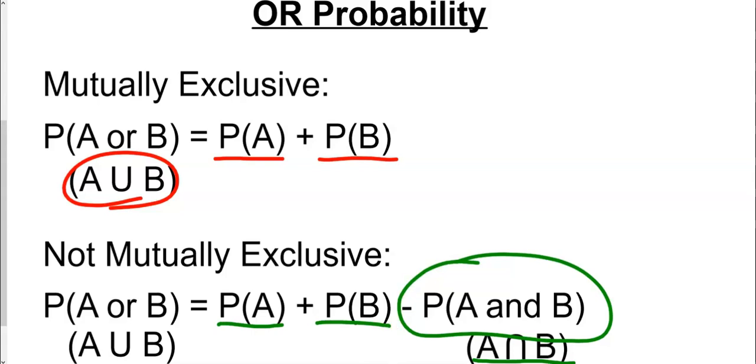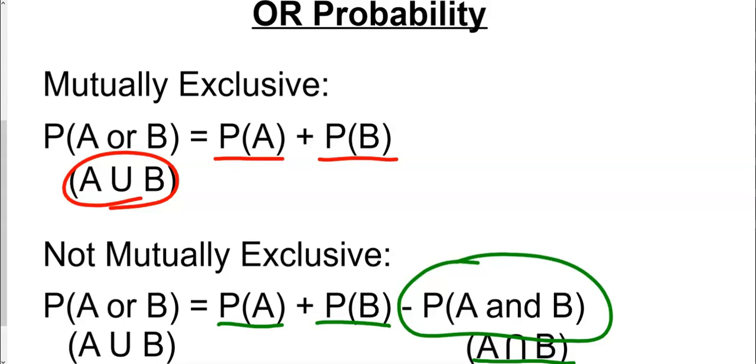So going back to that idea of a 7 and a red card. When I look at the probability of A, I already have the 2 red 7s figured into that. When I look at the probability of B, which would be the red cards, I would have both of those 7s figured into it that are also red, which is why we have to subtract out the doubles. And that will bring you back down to the basic probability.